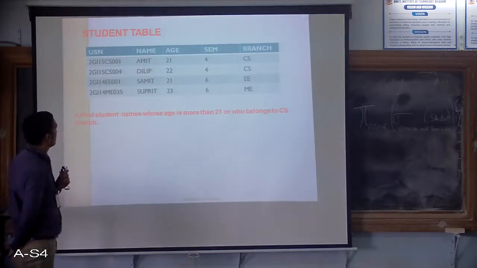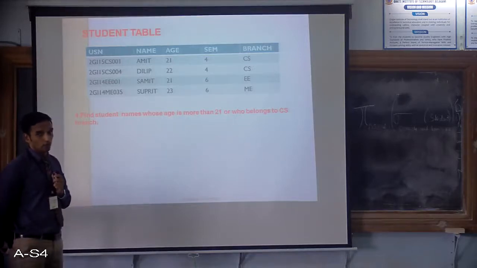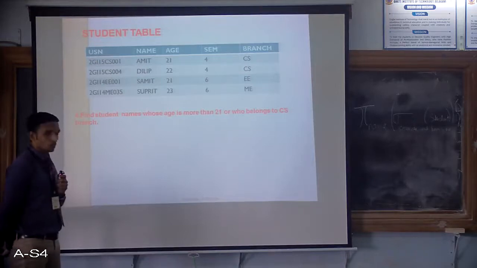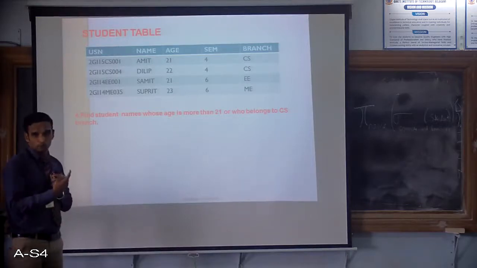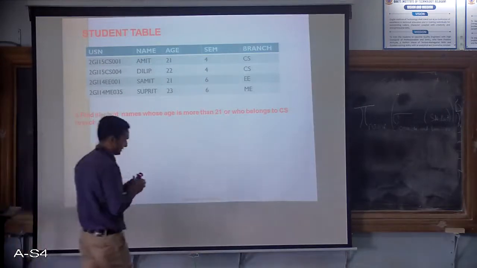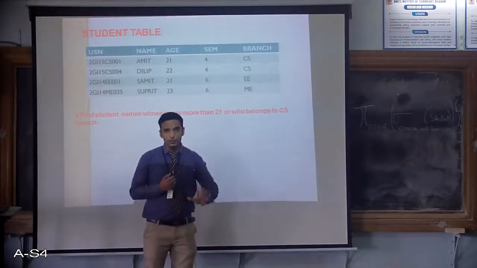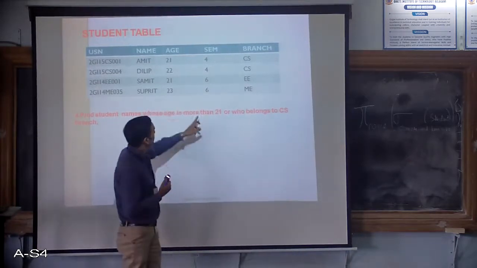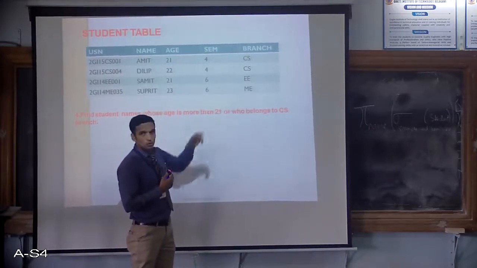So let's see one by one. Amit, is age more than 21? They are talking about more than, okay? Not equal to. Is it more than 21? No, it is 21 but not more than, so false. Or he belongs to CS. So either of the conditions should be true. Both can be true, it is good only. But when it is the OR operator here, either left hand or right hand side condition should be true. Right? So first one, it's not more than 21 but he belongs to CS. Yes. So what would be my output?